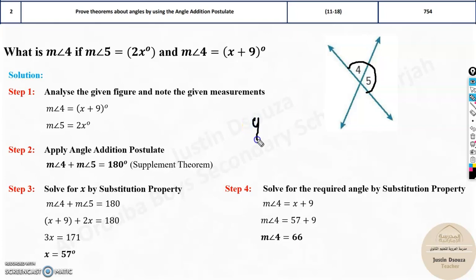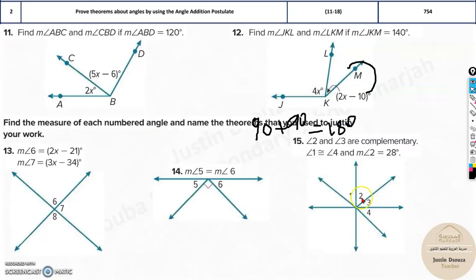So 90 degrees complement extra to this gives another 90. That will be 180. This is supplementary. 180 would be supplement. So that's about these problems. Now it's your turn. Pause this video now over here and solve these by yourselves.